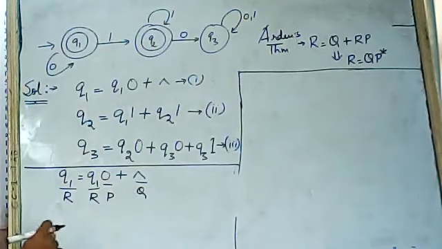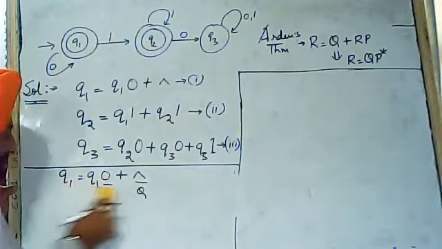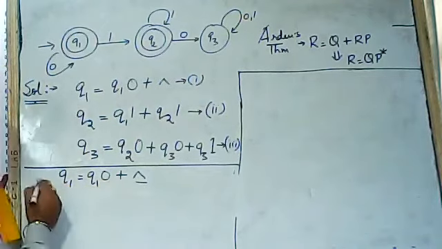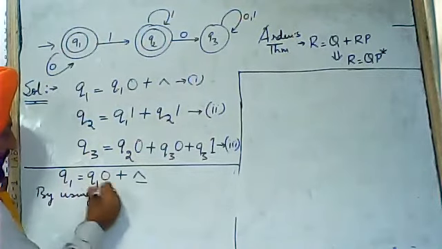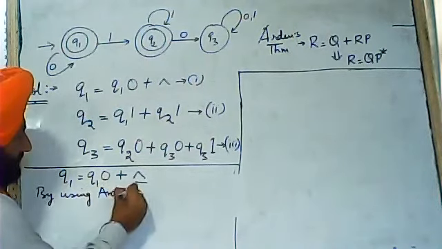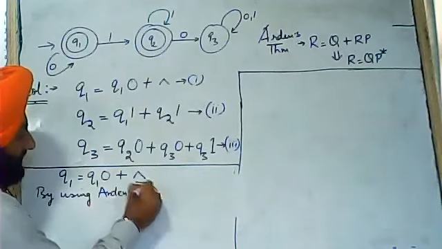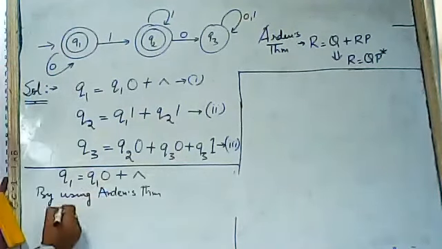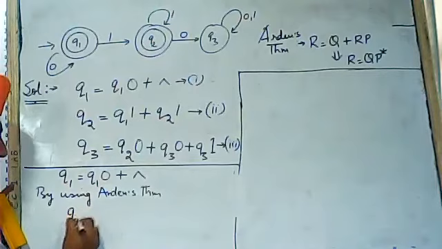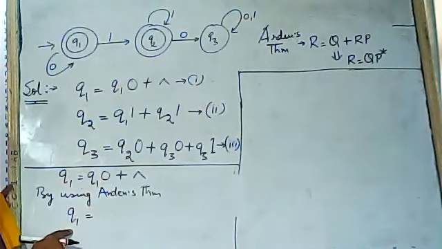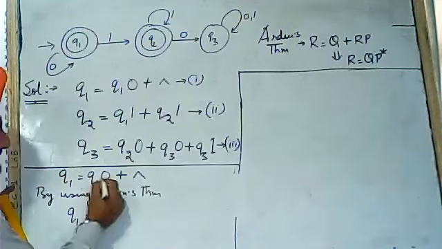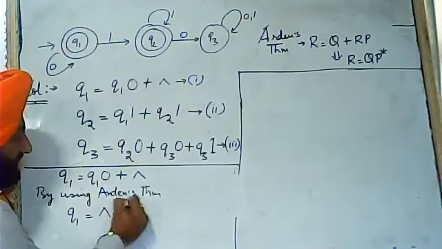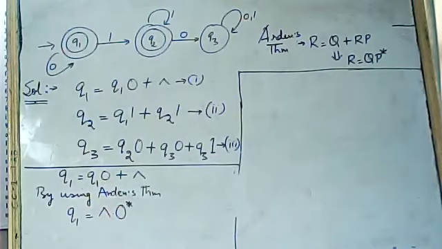So here you can easily apply Arden's theorem. By using Arden's theorem, what you will get is Q1, that is your R, Q dot P star. Here P is 0, so 0 star.